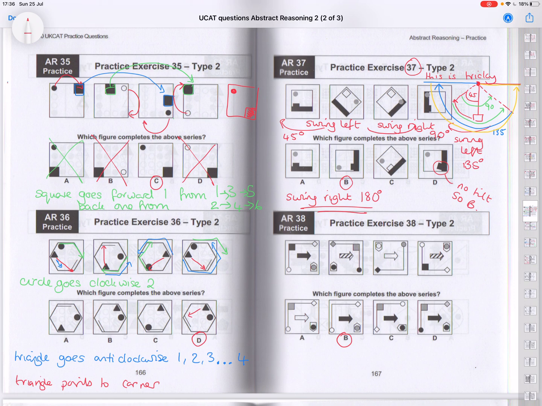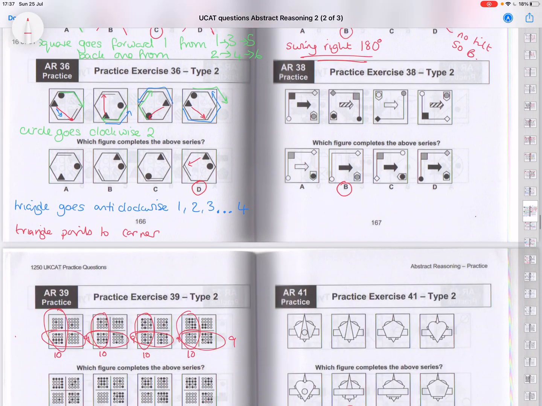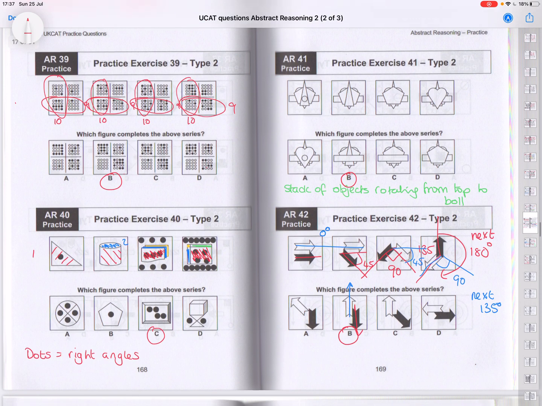The next one, 38, it's hard to put illustrations on this. There are so many things that you could say. Watching the lines moving around, watching the little tags pointing up or downwards. The little tags always point towards the diamond. So there's lots of ways of getting there, but the answer is B.